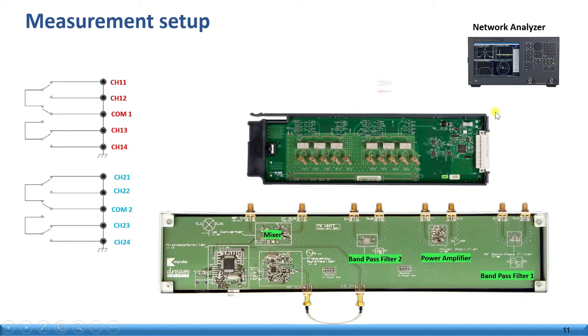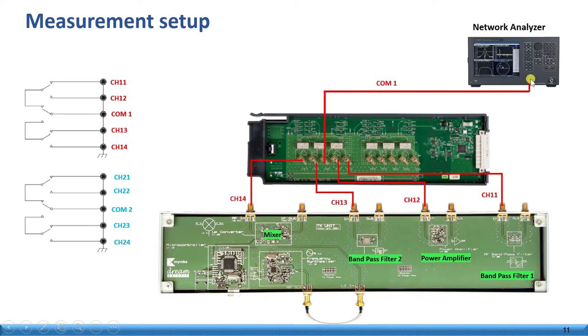Okay, so let's connect our COM 1 to all the port 1. That means channel 1. My channel 1 will be here, CH11, channel 1, and channel 2, channel 3, channel 4. Okay, so now I've done my connection for port 1. Next, we connect the COM 2. So the COM 2 is connected in the middle here, and then they have channel 1, channel 2, channel 3, channel 4.